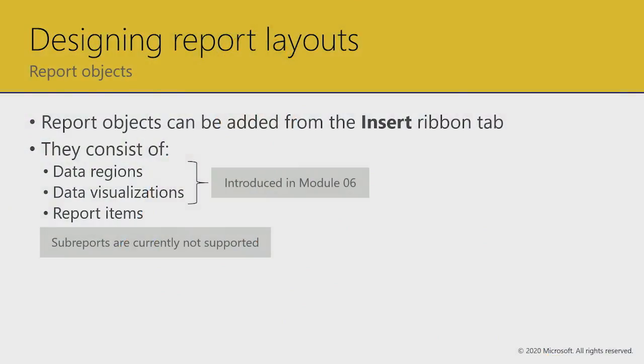So if you recall, there is the Insert Ribbon tab, and there were actually 3 groupings. We had the data regions, the data visualizations, and report items. Now, we'll talk about data regions and visualizations later because they're connected to data, and we haven't yet talked about how we're retrieving data in detail.